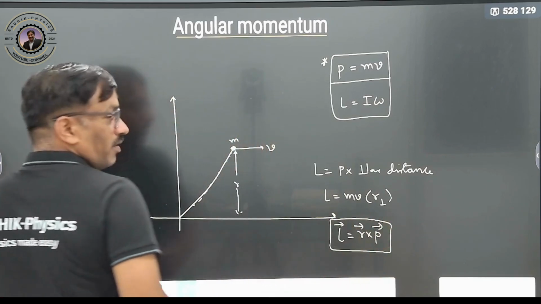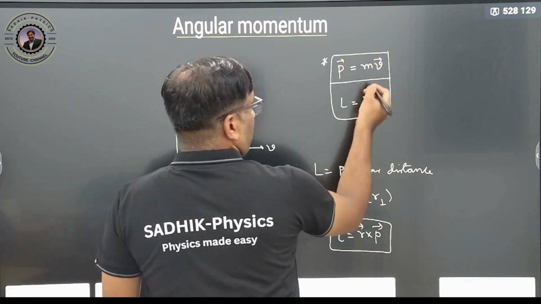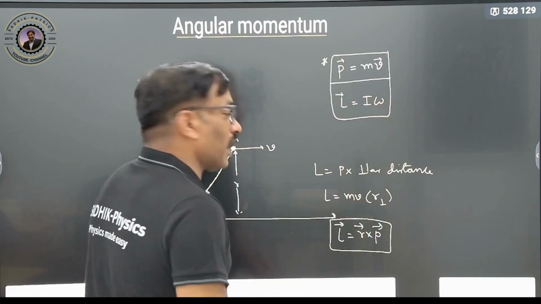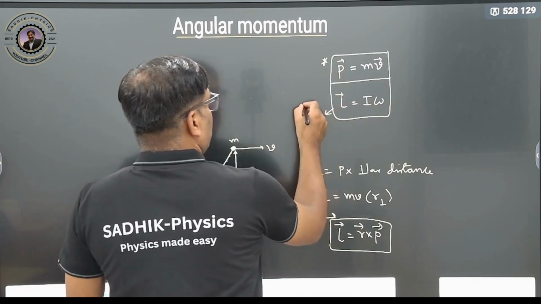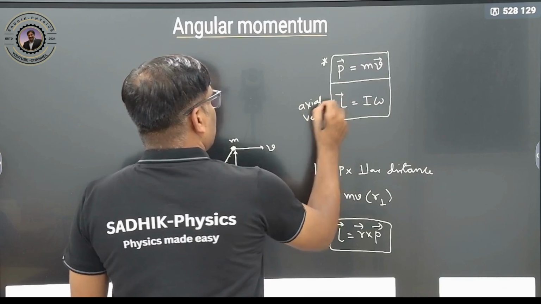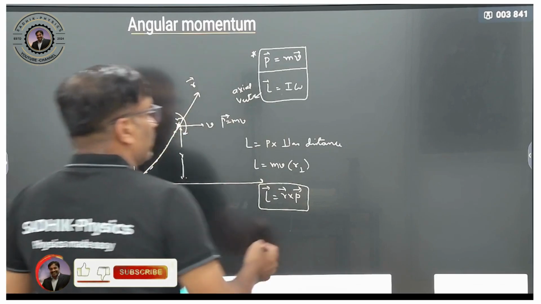Angular momentum is a vector quantity. Like momentum is a vector quantity with the direction of linear velocity, angular momentum is an axial vector. That means it acts along the axis. Therefore, what will be the unit of this now?